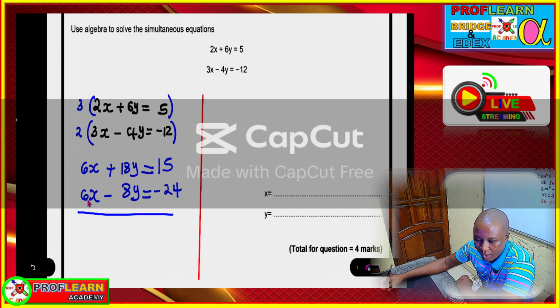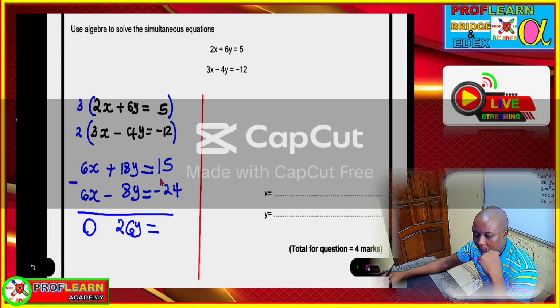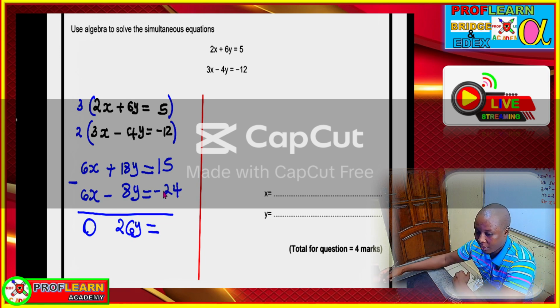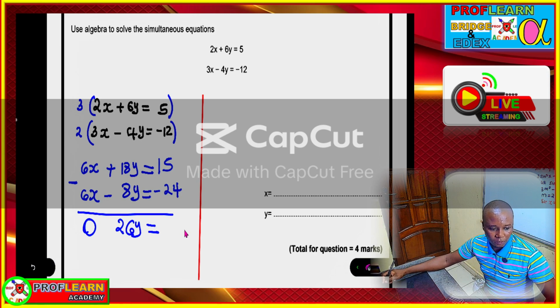Now, for us to solve this, I need to subtract the 2. So 6x minus 6x will give us 0 here. So we eliminate x. We have 18y minus negative 8, so this is going to be 26y equals 15 minus negative 24. So 15 minus negative 24 becomes around 39.